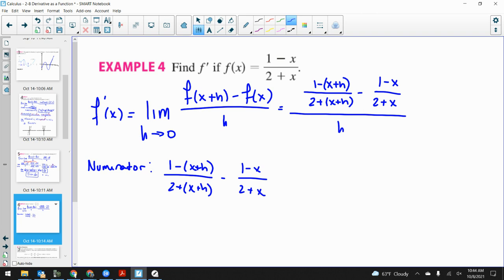Let's first kind of get these parentheses to go away on the left side. So 1 minus x minus h. I guess that's the only thing that I'm changing. Okay. All right. That wasn't that big of a change.